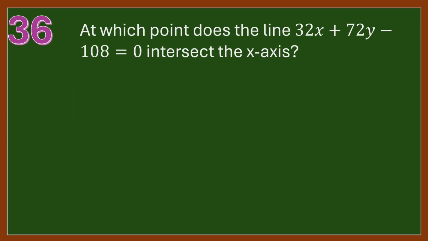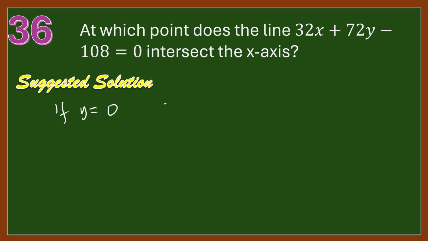36. At which point does the line 32x plus 72y minus 108 equals 0 intersect the x-axis? For our suggested solution, the line will intersect the x-axis at the point where y is equal to 0. So, if y is equal to 0, we have 32x plus 72 times 0 minus 108 equals 0.